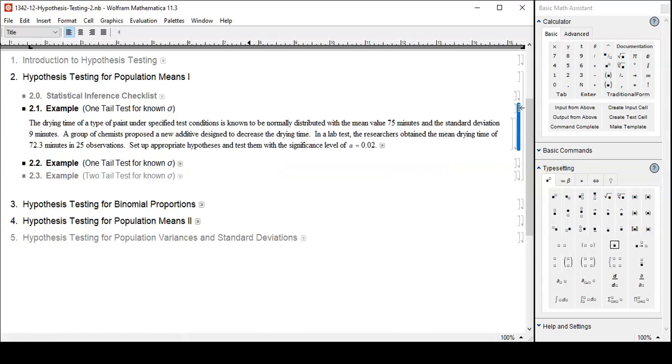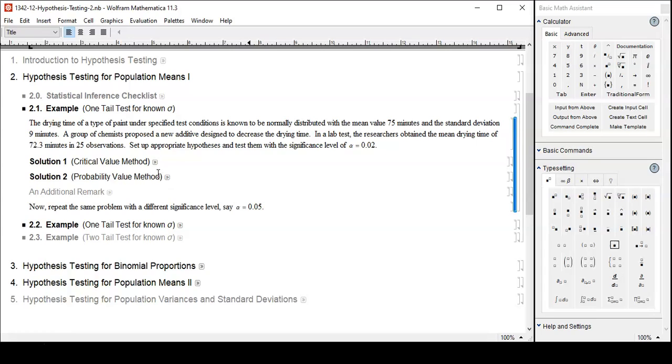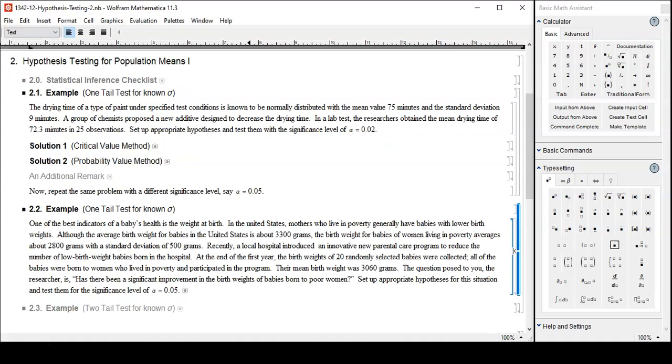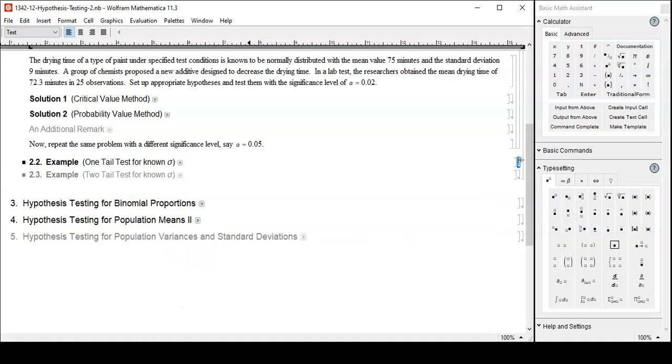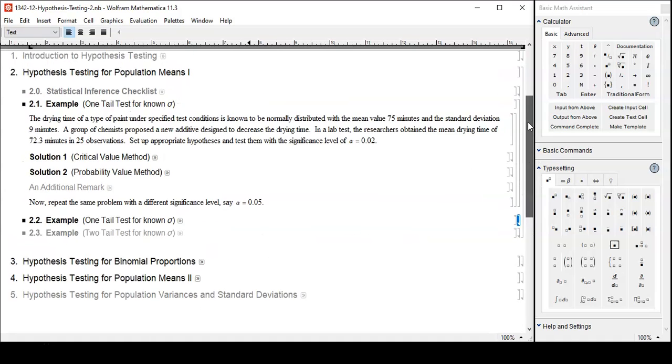Okay, here we go. Here's an example problem. And by the way, we have two solutions. I'm going to talk about the so-called critical value method in this video and leave the other method for a second video. We'll do only the critical value method in this video and the probability value method in a separate video. Okay, let's come back to this.